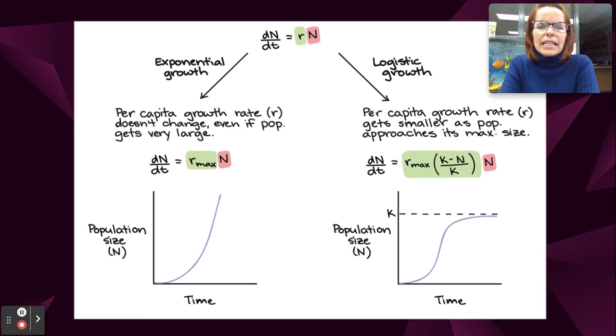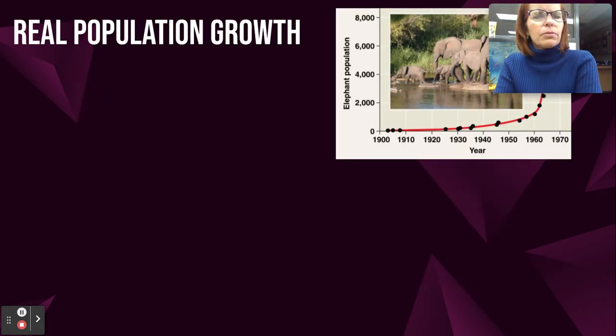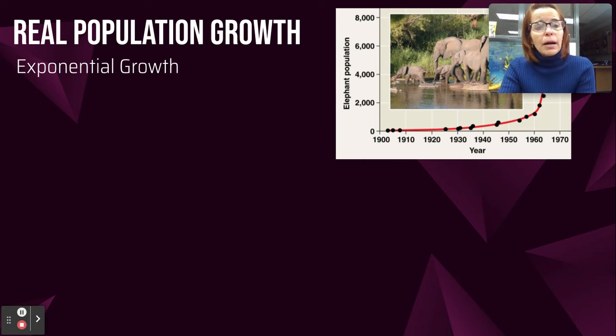The per capita growth rate doesn't change even if the population gets very large. So we see them increasing at the same rate. Whereas with logistic growth, their growth rate changes depending on how big the population is because it's taking into account limited resources. Okay, so let's talk about real populations.